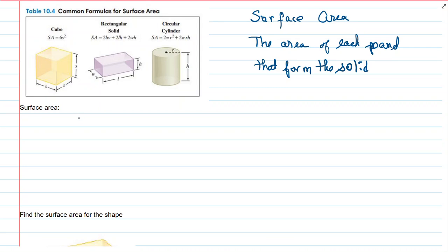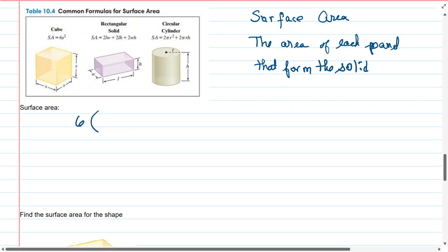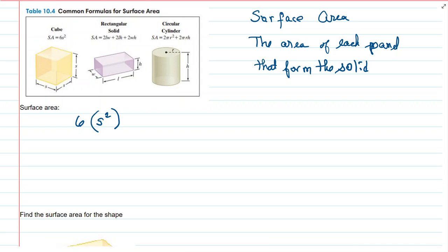So this would be area of the base, area of the top, area of the opposite side, and you see the sides are 1, 2, 3, 4, 5, 6 sides. Okay, so that would be the surface area of a cube.